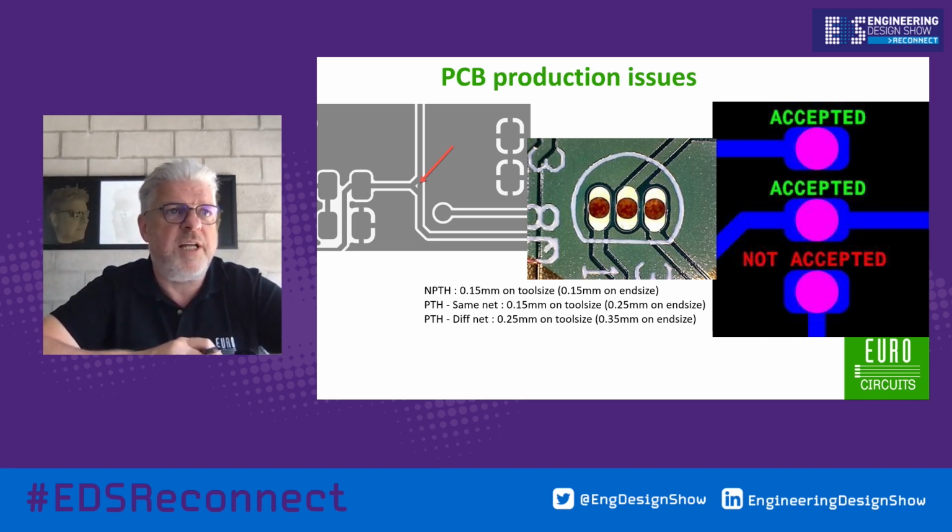Holes of different nets that are too close to each other. This is a typical thing with a small connector or pin header, and that creates problems, because you need more meat between the hole walls. And on the right hand side, you can see what is accepted or not accepted in terms of pads and holes that are very close, and how to use an oblong pad to prevent breakouts.